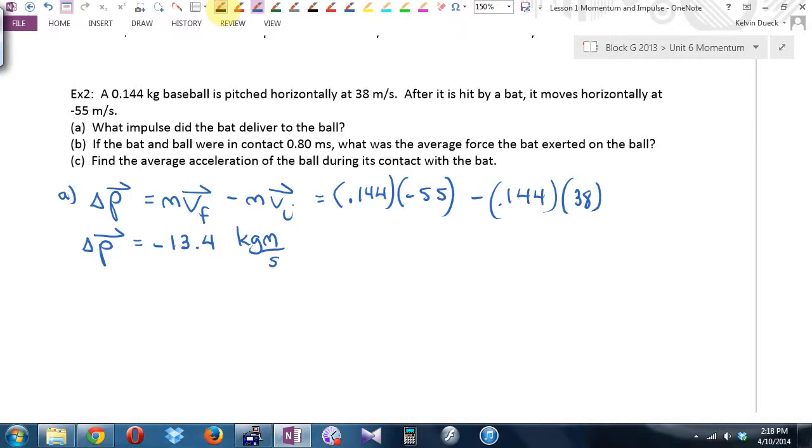What's B want me to find? Force. What did I find in part A? It would be wonderful if there was an equation that had force and impulse in it. There is. Impulse is also force times change in time.